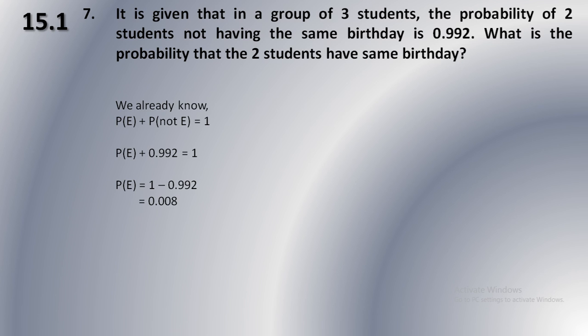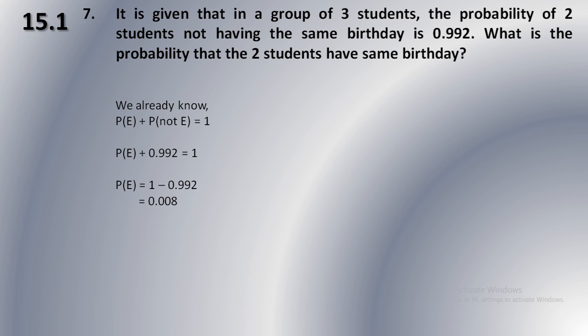It's the 7th question. It is given that in a group of 3 students, the probability of a student not having the same birthday is 0.992. So, what is the probability that the students have the same birthday? Now, we already know that the probability of an event plus the probability of a not event equals 1. Here, the probability of the not event is 0.992.